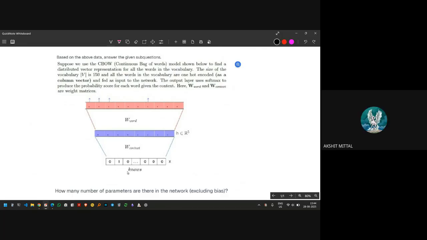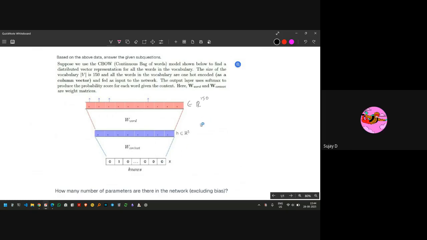Suppose we use the CBOW model shown below to find the distributed vector representation for all the words in the vocabulary. The size of the vocabulary is 150 and all the words in the vocabulary are one hot encoded as column vectors and fed as input to the network. The output layer uses softmax to produce the probability score for each word given the context. W word and W context are weight matrices. How many parameters are there in the network excluding bias?